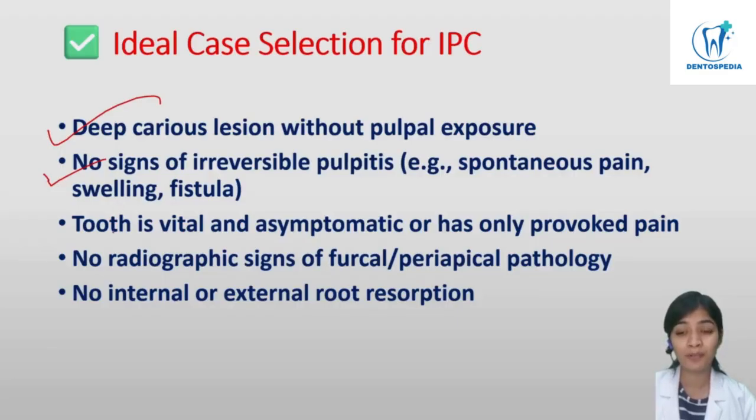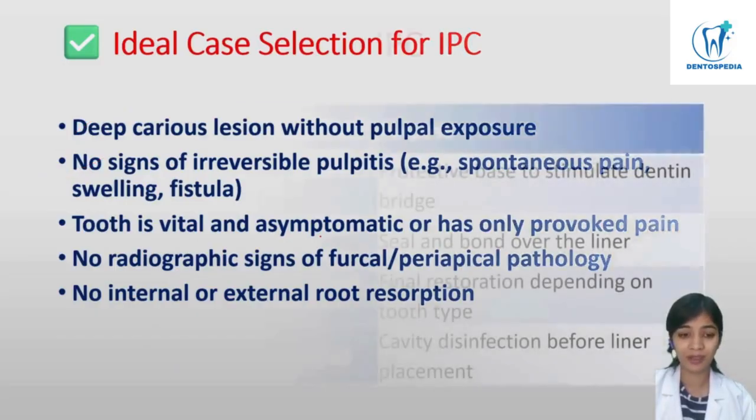Radiographically, the lesion appears to be close to the pulp chamber. There are no clinical signs of pulp necrosis or irreversible pulpitis, or any type of abscess, swelling, continuous nocturnal pain, or widening of the PDL space on the X-ray. So these are the ideal case selection criteria for indirect pulp capping.